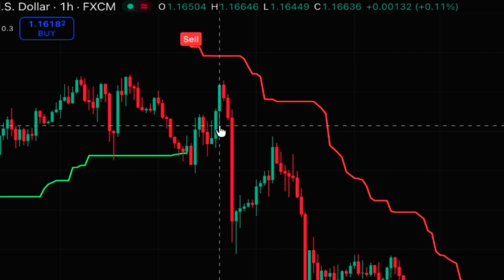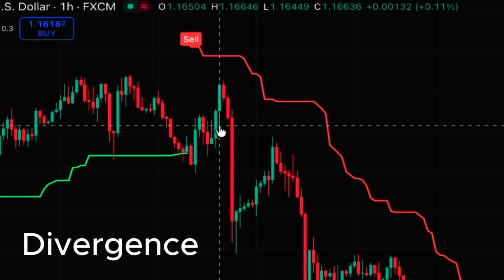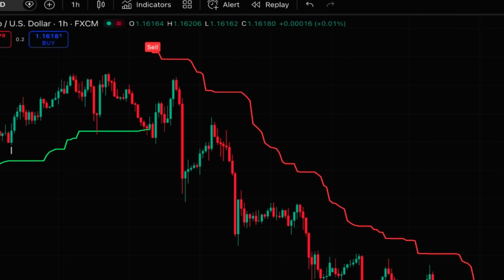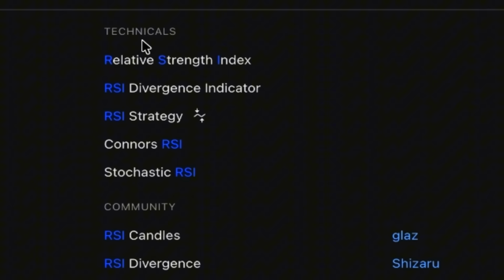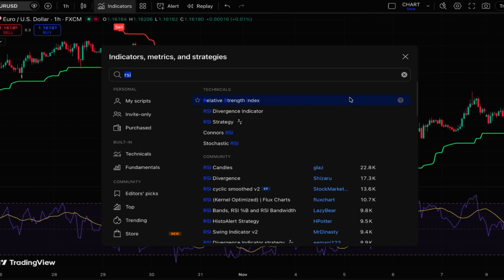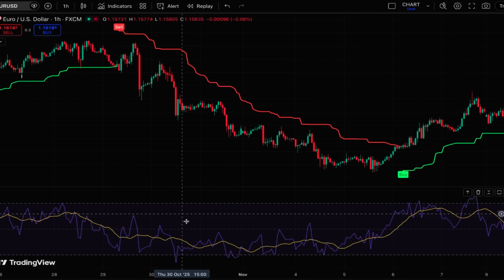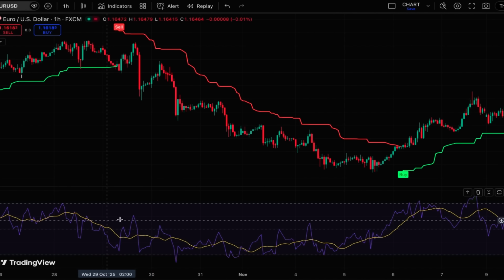One excellent signal which gives the probability of reversal is divergence, and one of the best indicators for identifying divergences is RSI. Let's add RSI. Here we click on indicators and we search RSI, this one, Relative Strength Index, which is a built-in indicator on the TradingView platform. And we're going to use RSI with default settings, so we don't change the settings of RSI.